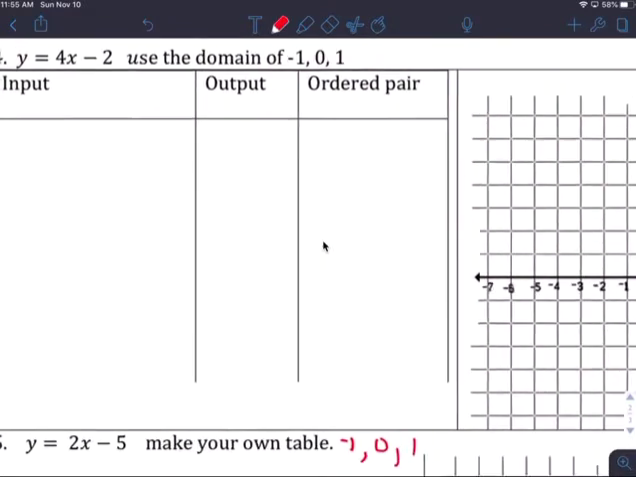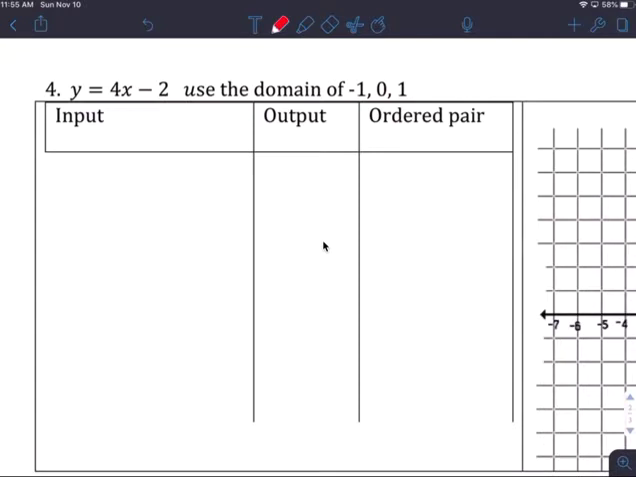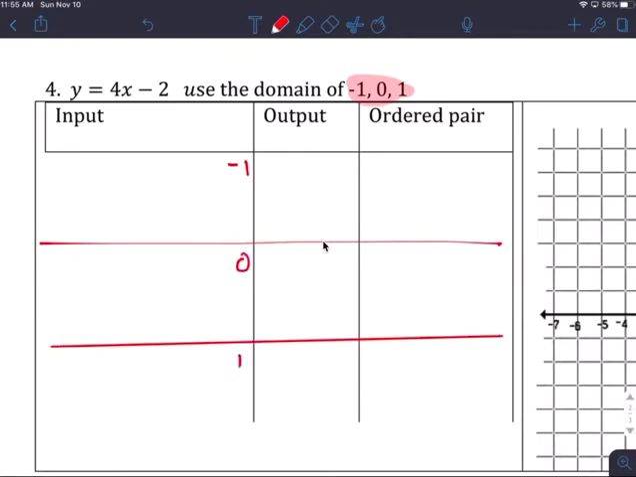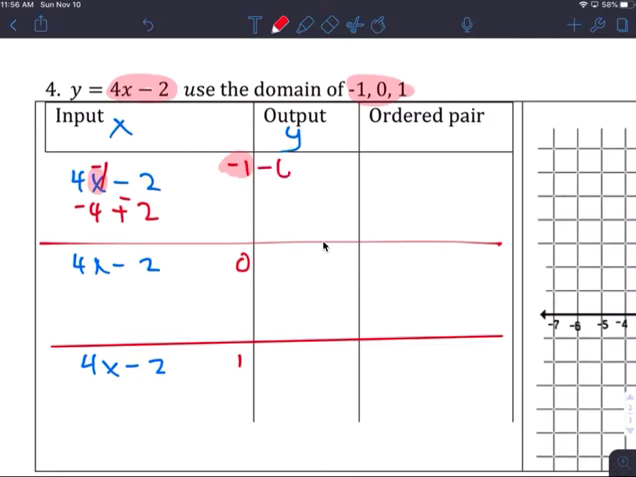Right here, I'm going to do -1, 0, and 1 again. You need to show work, no answers only, okay? So 4x, and how you do that is your input is your x, your output is your answer y. So 4x minus 2, 4x minus 2, 4x minus 2. You substitute in -1 into there. So 4 times -1 is -4 minus 2, additive inverse, so that's a -6.